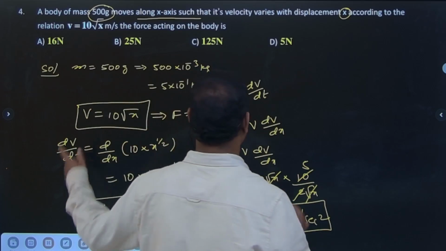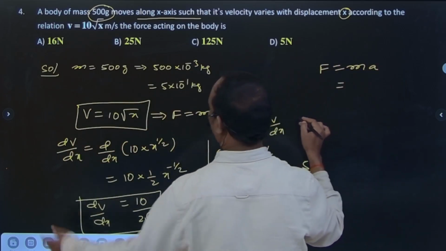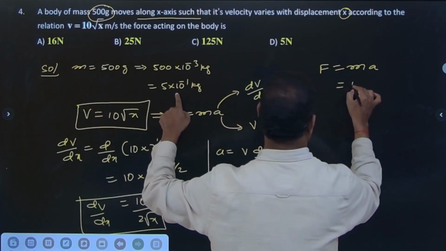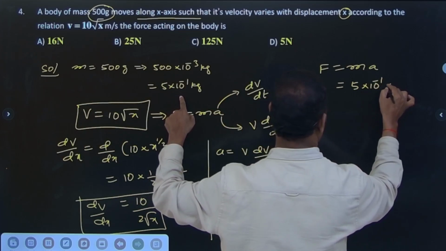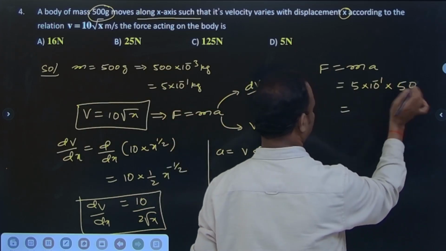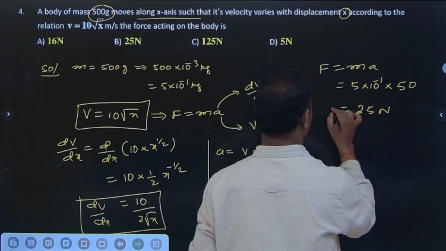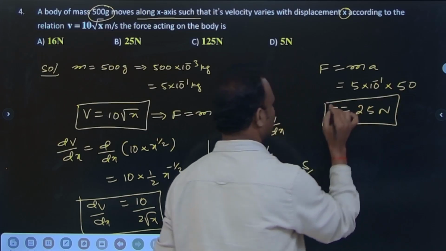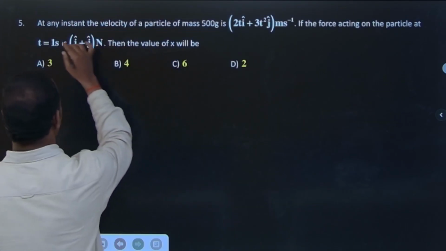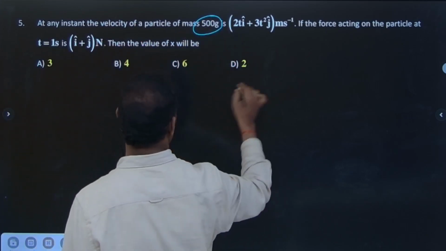Now I want to know the force. F is equal to m into a. The mass is given: 500 gram, converted into 5 into 10 power minus 1, into acceleration, which is 50. So this 10 and 10 power minus 1 cancel. It is 25 Newton, the force. F is equal to 25 Newton. Option B is correct.